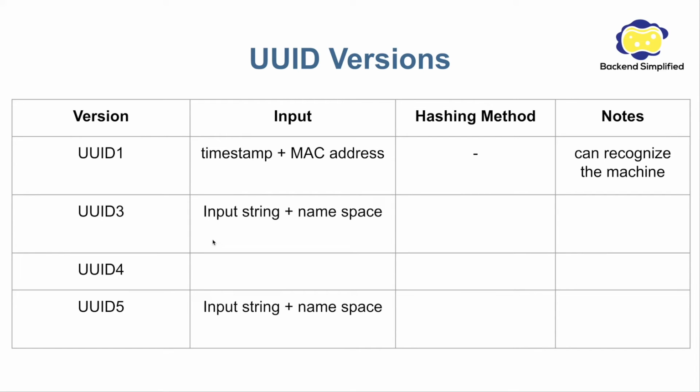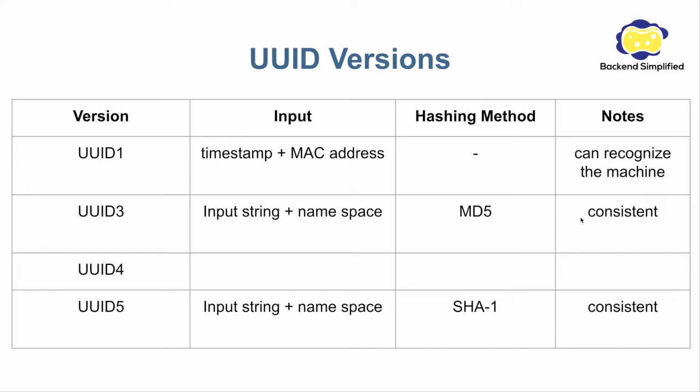UUID 3 and 5 have the same input, and they receive a string input and a namespace. Namespace is usually a UUID that is generated before, and it represents a computer or a machine. The difference between the two is the hashing method. UUID 3 is using the MD5 function, and UUID 5 is using the SHA1 hashing method. You may ask yourself, why do we have UUID 3 and UUID 5? A few years ago, MD5 was found to be not as secure as it was considered to be. So a lot of people left UUID 3 and started using UUID 5.